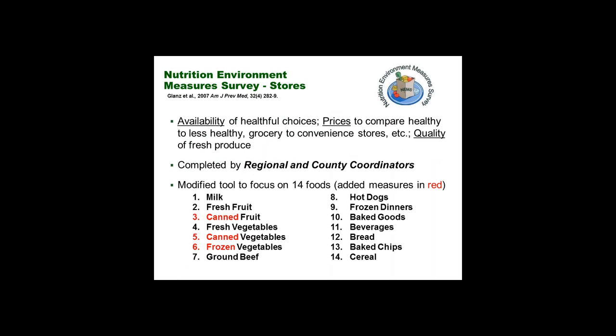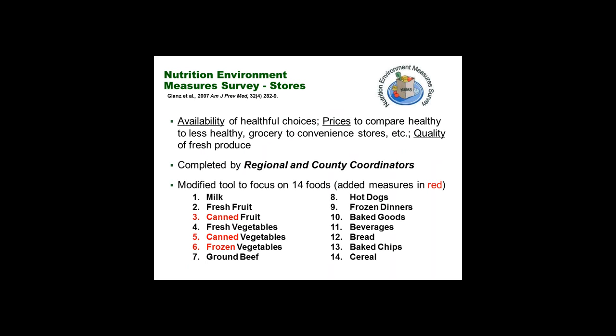We wanted to go out and assess the community. So these are 8 rural communities, only 4 in each state. We had our local, regional, and county coordinators go out to grocery stores and see what's available, using a standardized measure, looking at what was available in terms of healthier foods.